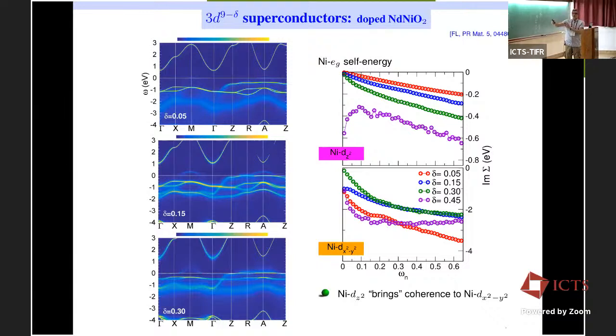It's not that one orbital rules it all and the other is completely irrelevant. Of course, it's a complicated issue. So when you bring up this nickel DZ square band to the Fermi level, you bring in also, as we can see, some coherency to the X minus Y square. It's very weakly seen here. It's better seen in the self energy here. So the X minus Y square self energy becomes more Fermi liquid-like when just this nickel DZ square band comes up to the Fermi level. So there's a talking between these orbitals. So in the end, it could be that X minus Y square is still, of course, a key player for the superconductivity, but with the help of this nickel DZ square degree of freedom, as we think.